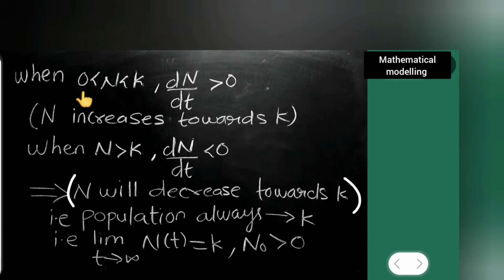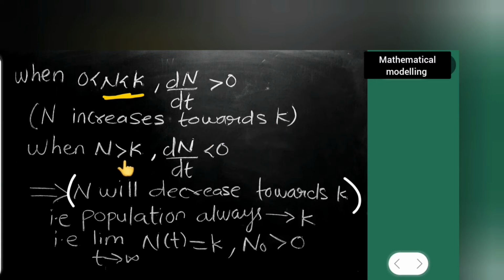When n lies between 0 and k, basically what I am trying to tell you is n is less than k. What happens when n is less than k? dN/dt will be greater than 0, right? What is dN/dt? Rate of growth of population. So N increases towards k.